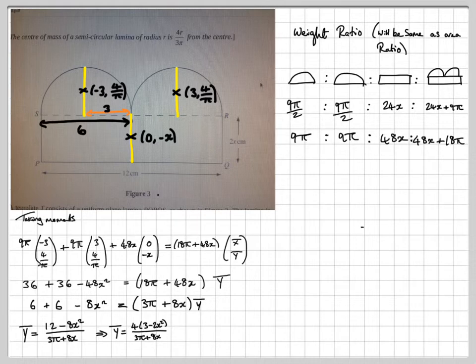My y bar at the moment could be either positive or negative because it is the y coordinate of the centre of mass, but the question actually asks just for the distance. So how can I ensure that this will always give me the distance as opposed to giving me the y coordinate, which can be negative, whereas the distance is quite literally the positive value only? And the answer is I simply take the modulus of this.